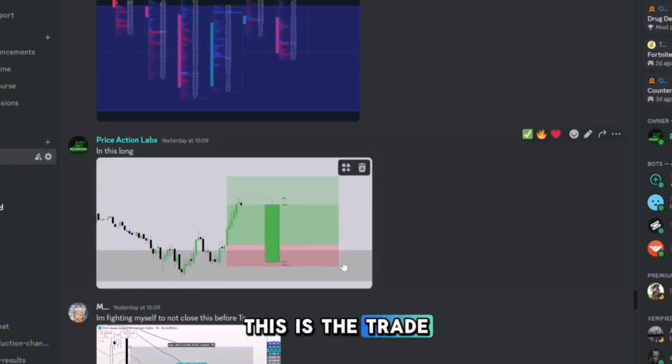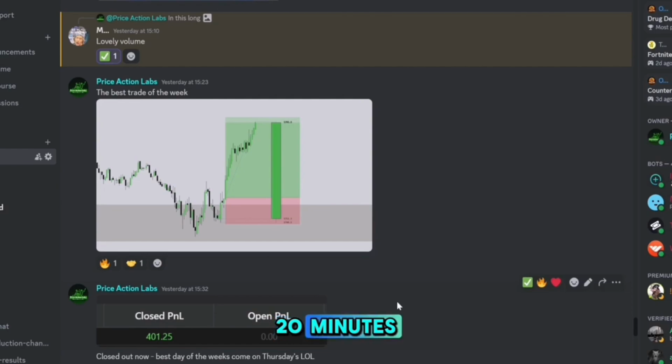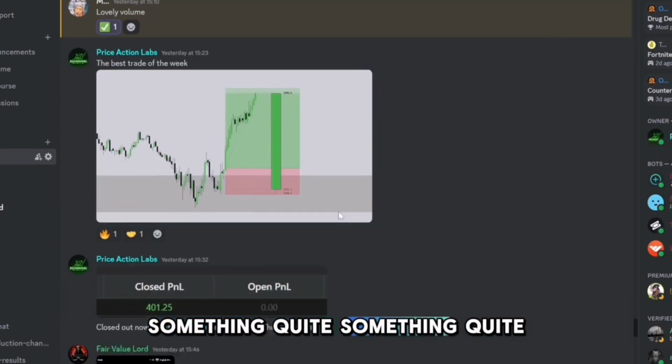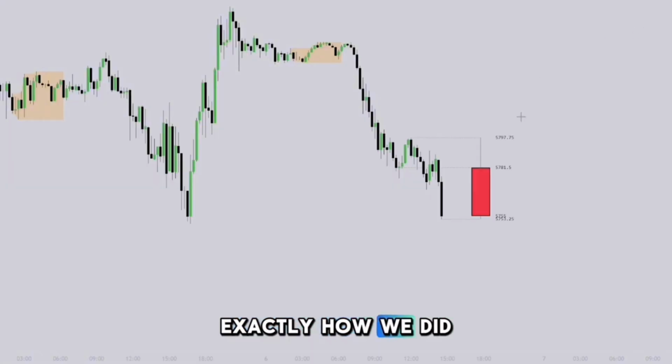So of course this is a trade that I took, it was around $400 in the space of only 20 minutes. I think it was something quite short. So now let's go over to the charts and understand exactly how we did this.